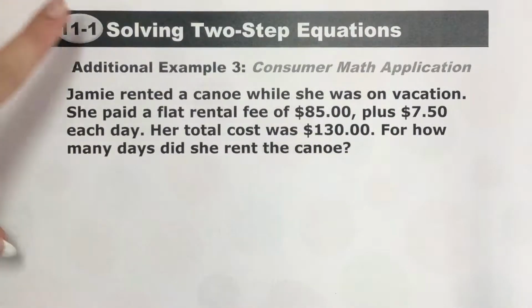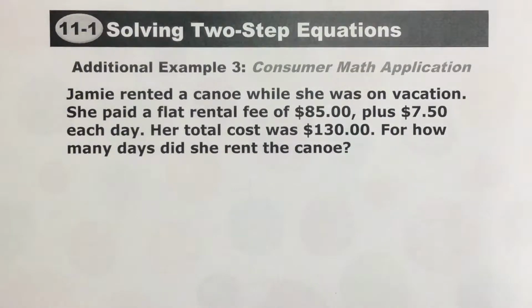Welcome back. We are still talking about Chapter 11, Lesson 1, solving two-step equations. But now we're moving on to Example 3, a consumer math application. So what this says is Jamie rented a canoe while she was on vacation. She paid a flat rental fee of $85 plus $7.50 each day. Her total cost was $130. For how many days did she rent the canoe?